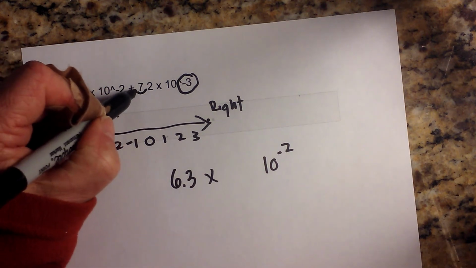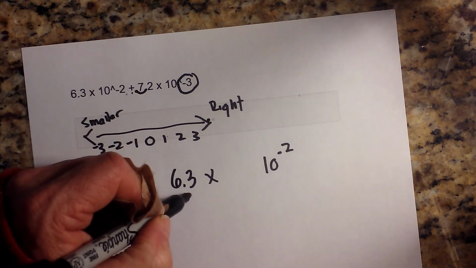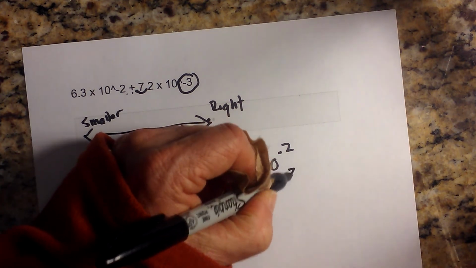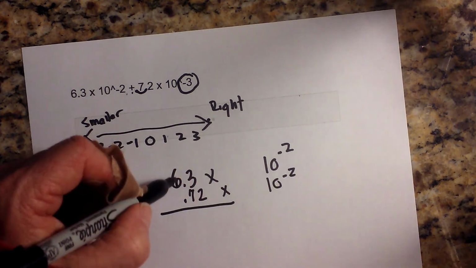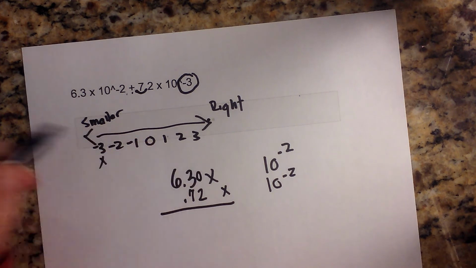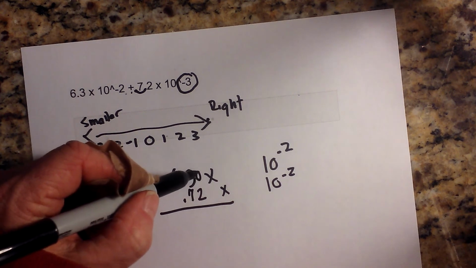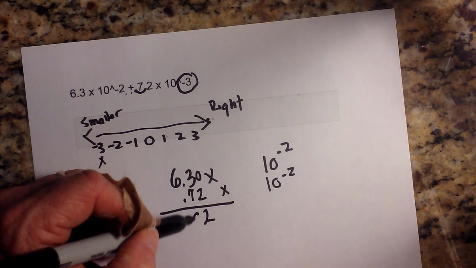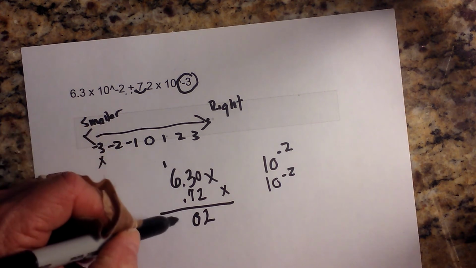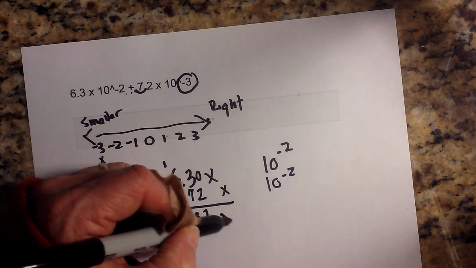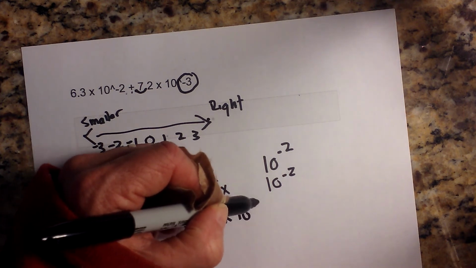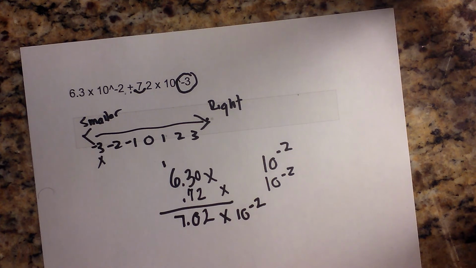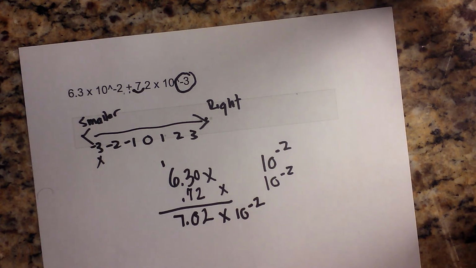So this becomes 0.72 times 10 to the negative second. And when I add this, I'll add a 0 here so you can see what's going on. 0 plus 2 is 2. 7 plus 3 is 0. Carry the 1. 7.02 times 10 to the negative second. So there we go. How to add in scientific notation.